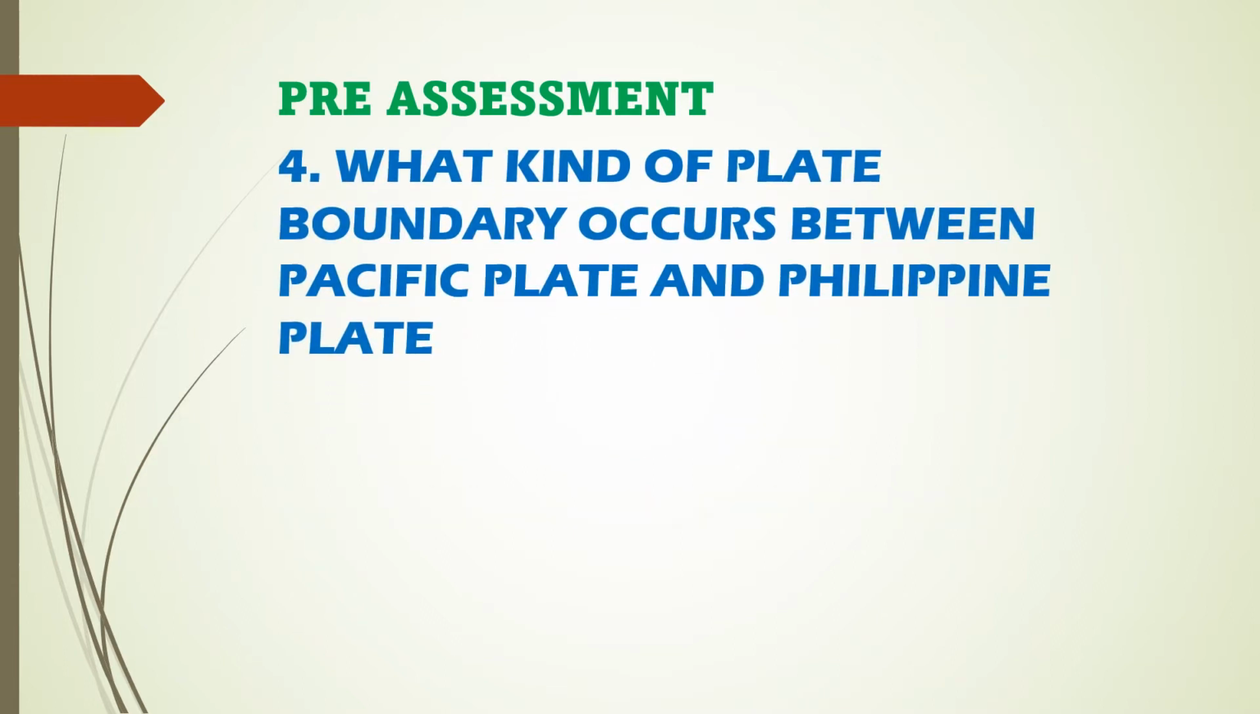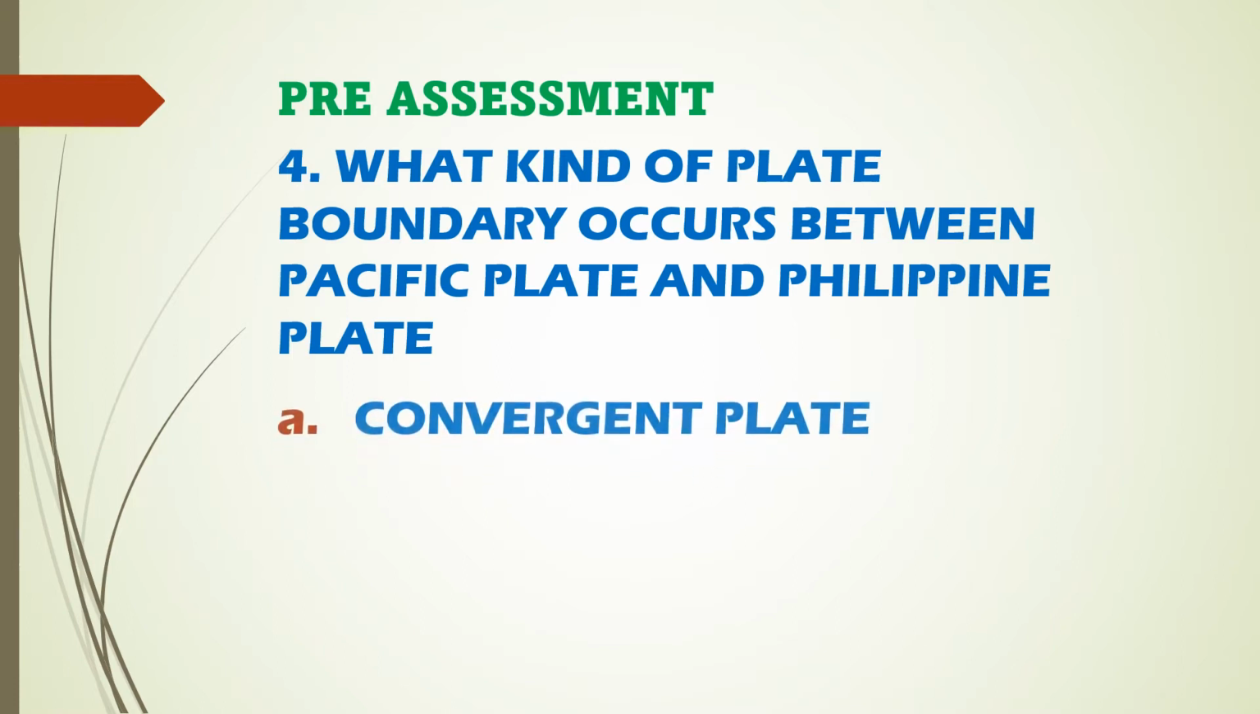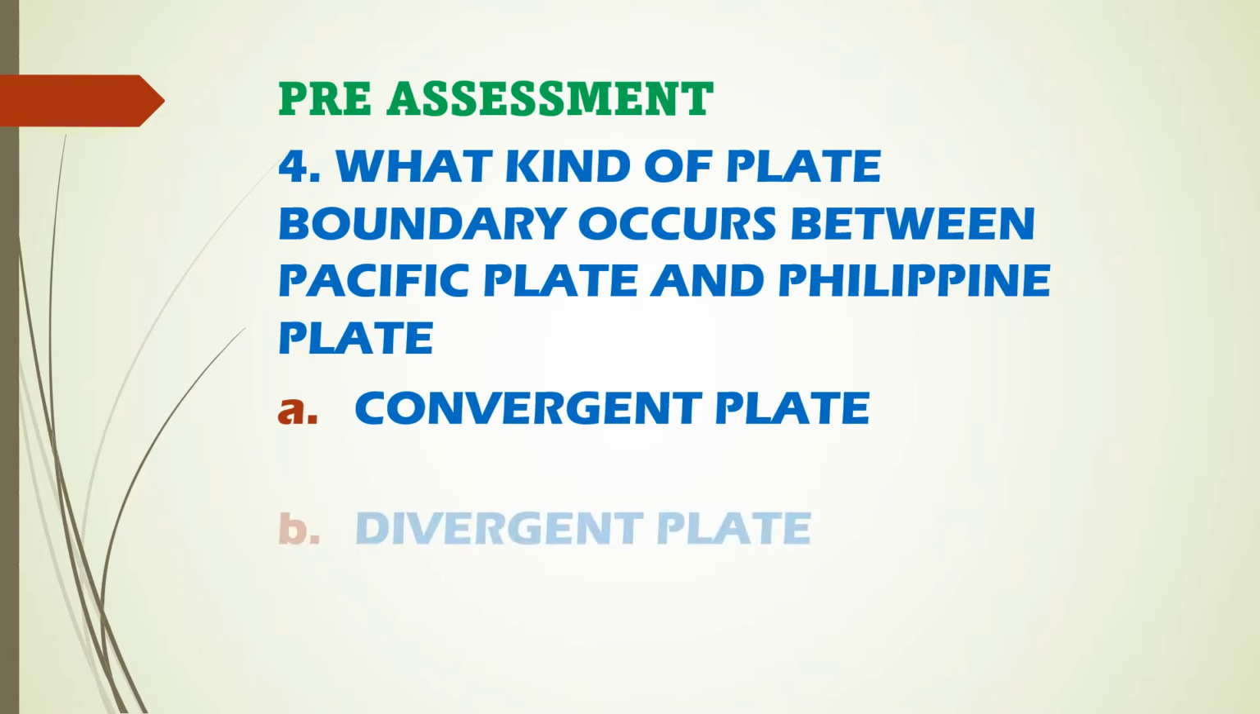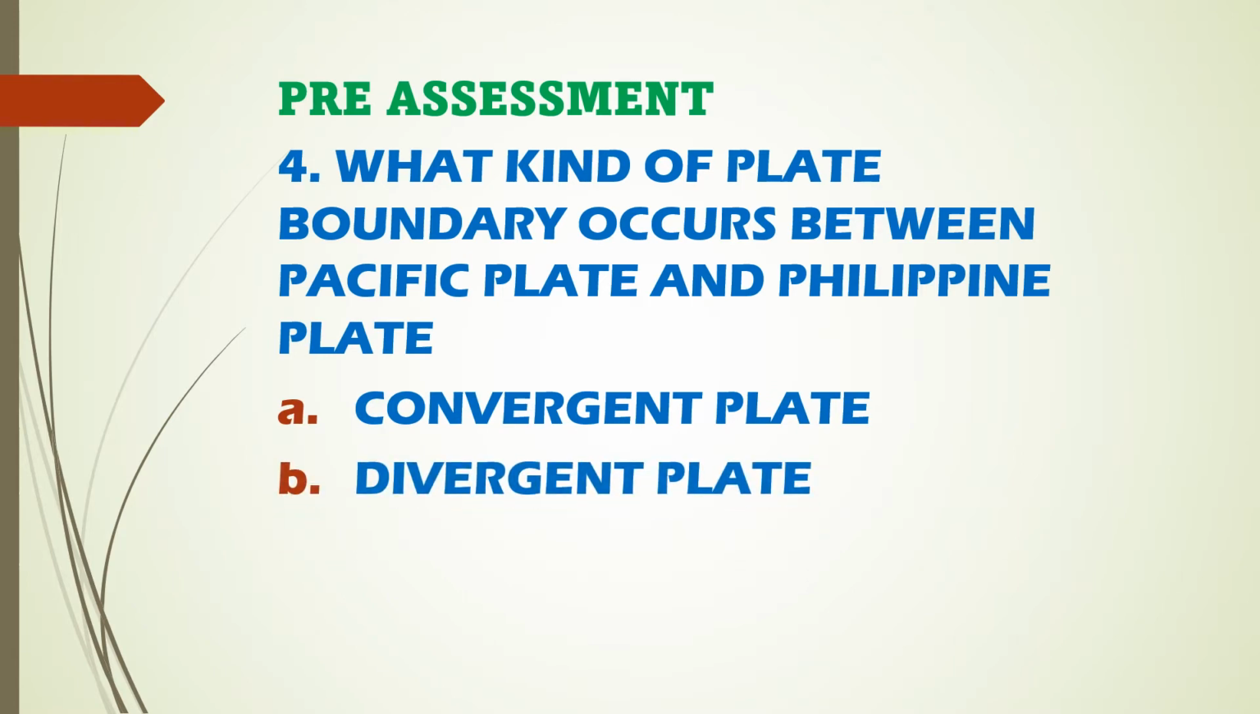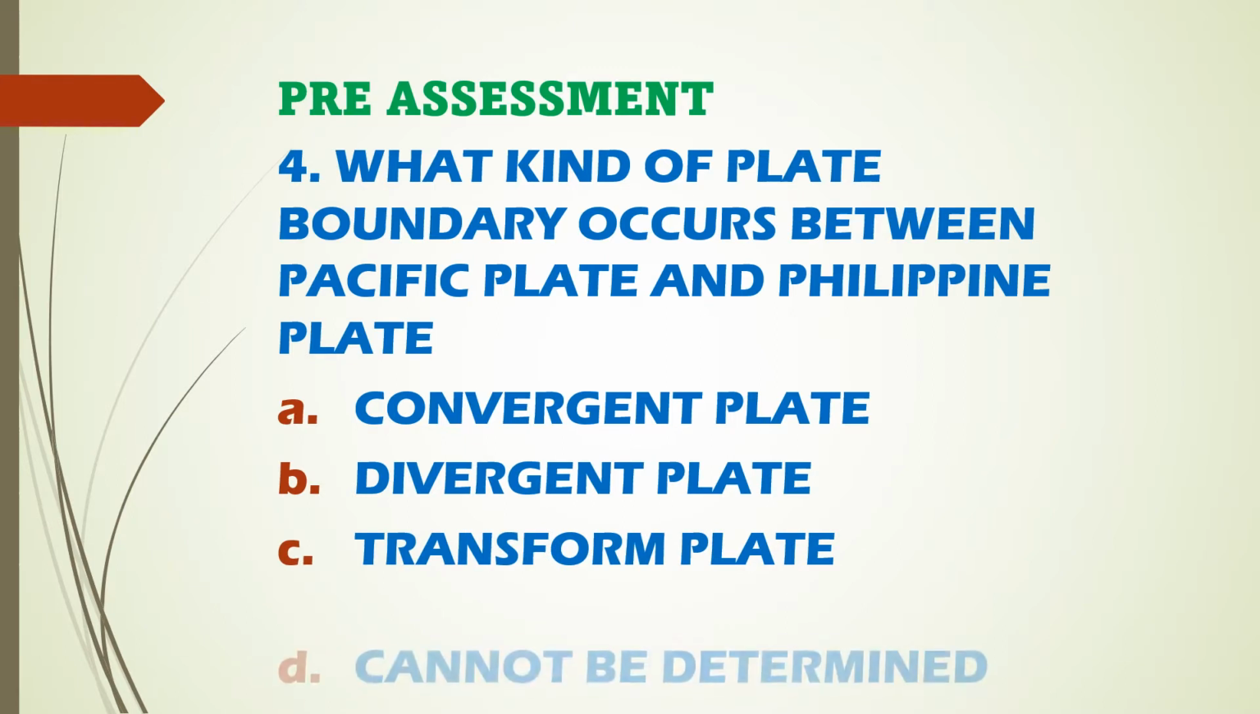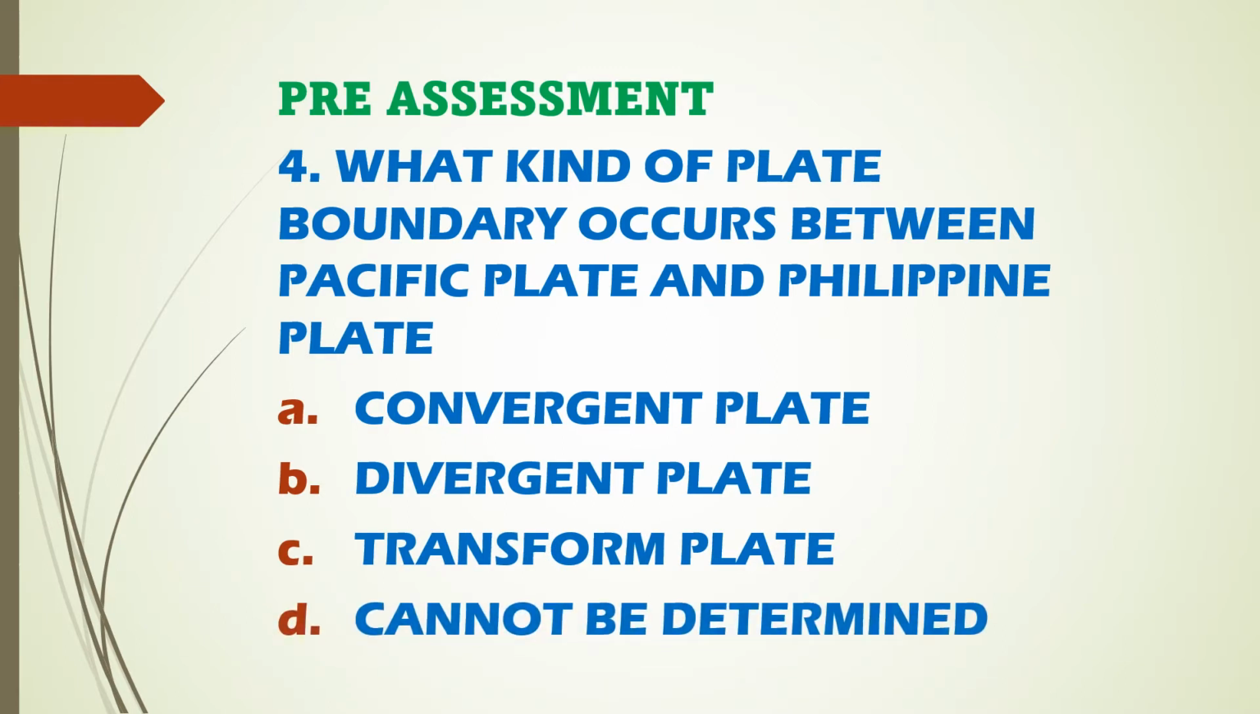Number 4. What kind of plate boundary occurs between Pacific plate and Philippine plate? A, convergent plate. B, divergent plate. C, transform plate. D cannot be determined. The answer is convergent plate.